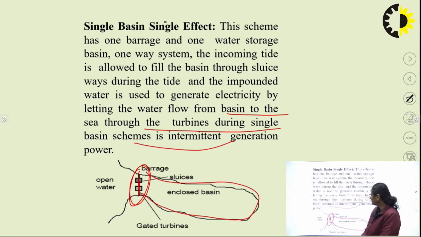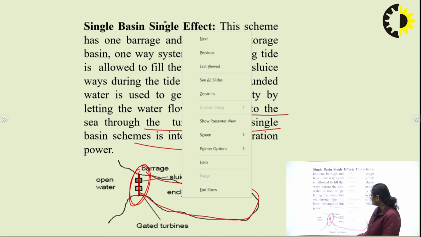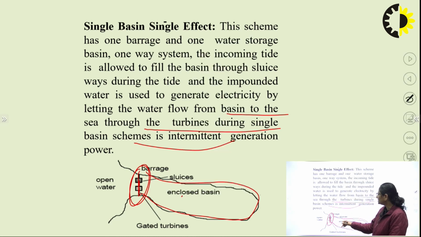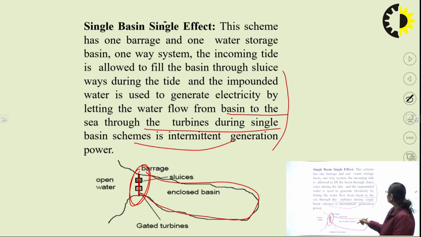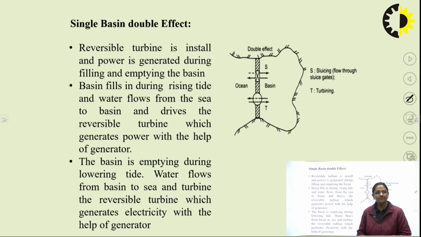During high tide, water is filled into this basin, and no conversion of energy takes place during the high tide. During the low tide, because of the flow of water from the tidal basin to the sea, the turbine is allowed to rotate. So, during low tide only, when water is released from the tidal basin, generation of electricity takes place.